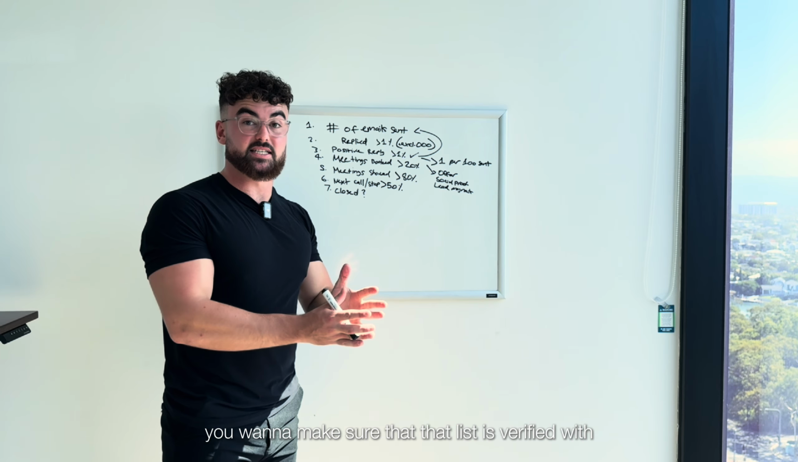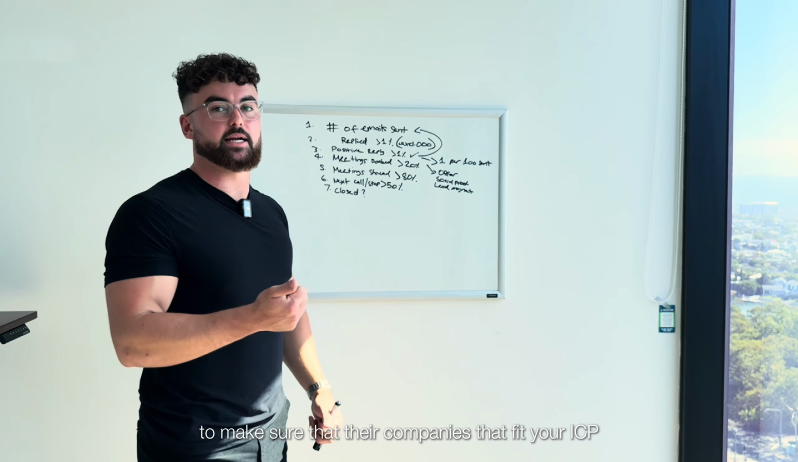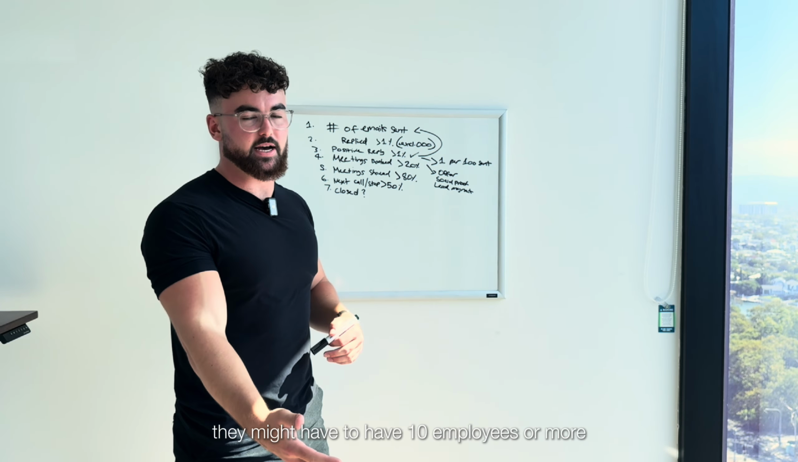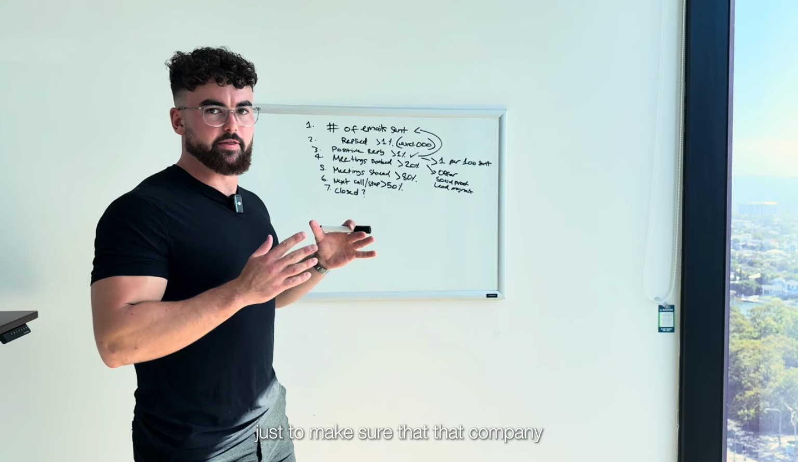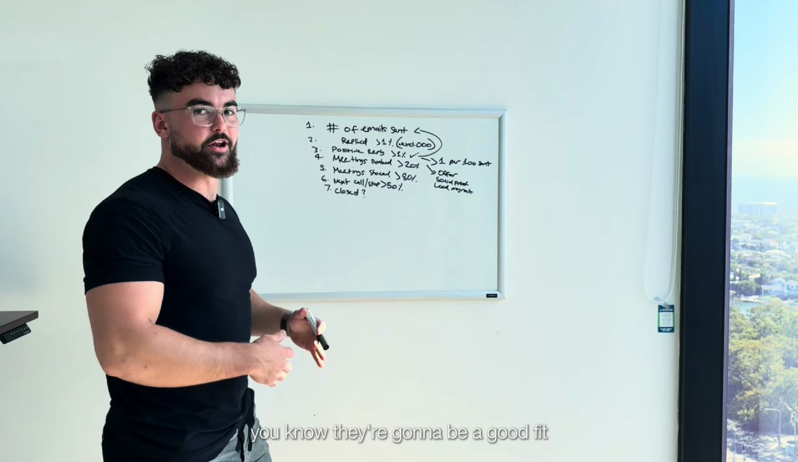You want to make sure that list is verified. You can run AI research with different tools like Clay to make sure they're companies that fit your ICP, your criteria, your size. For example, they might have to have 10 employees or more. You can analyze the company description, just to make sure that the company you're reaching out to is going to be a good fit, so that by the time you get on this call, you know they're going to be a good fit.